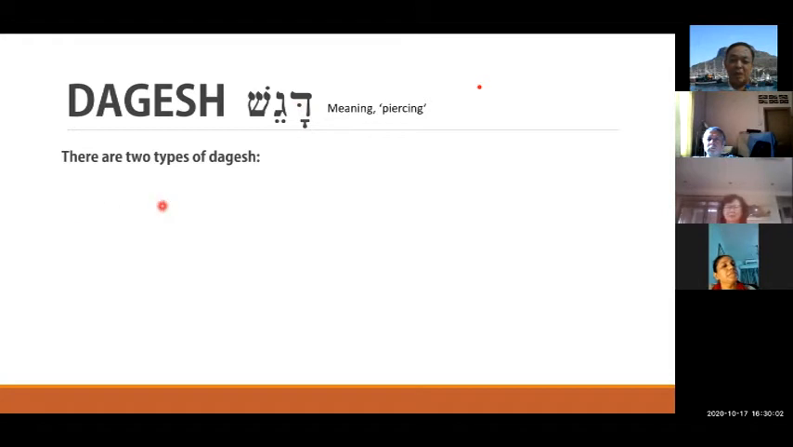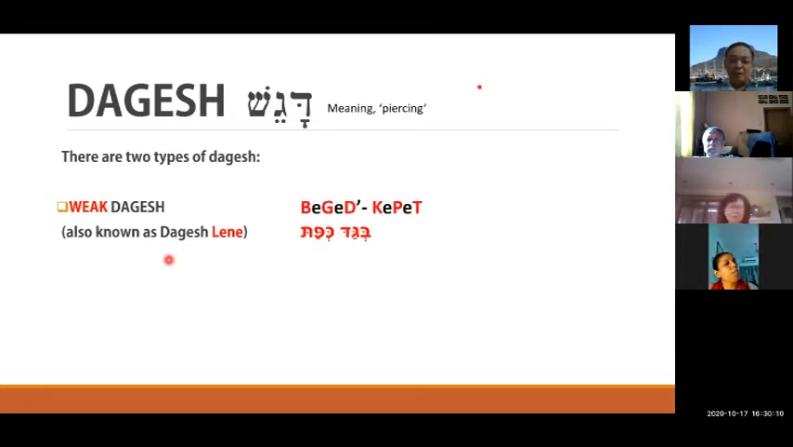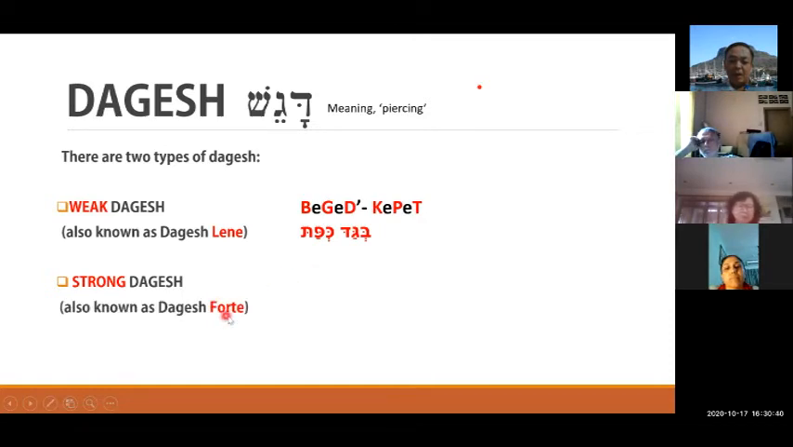So there are two types of dagesh here. One is a weak dagesh, known as a dagesh lene. This is found in the begadkefat letters: bet, gimel, dalet, kaf, pe, and tav. When you have a dot in these letters, you know it is dagesh lene, or the weak dagesh. The other one is a strong dagesh. Any other letters apart from the begadkefat letters can have a strong dagesh, which you call dagesh forte.